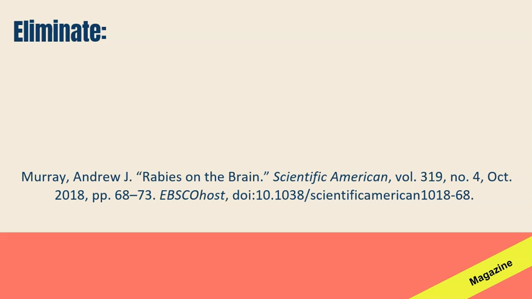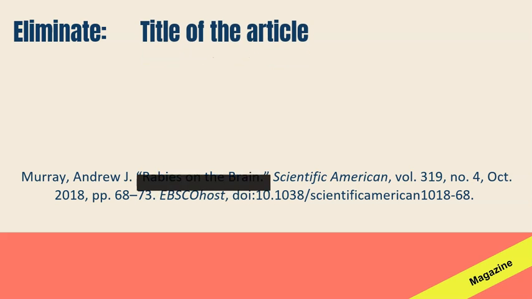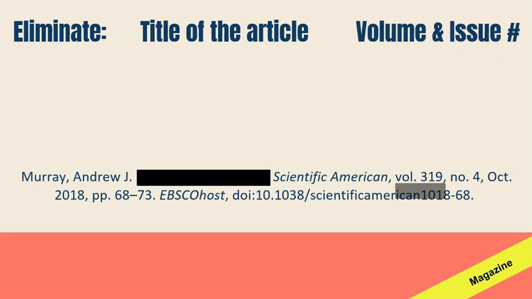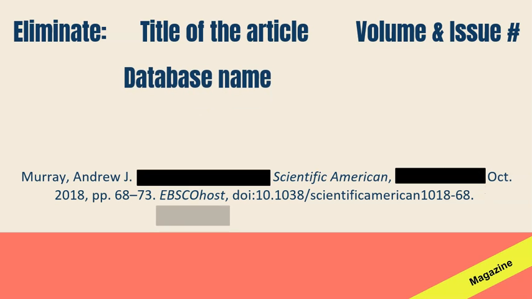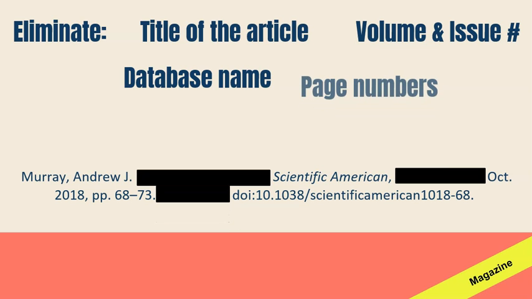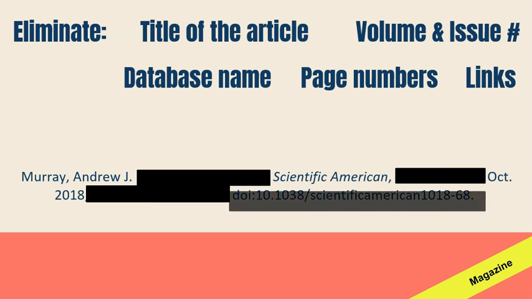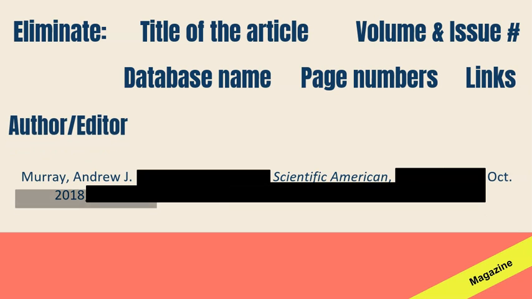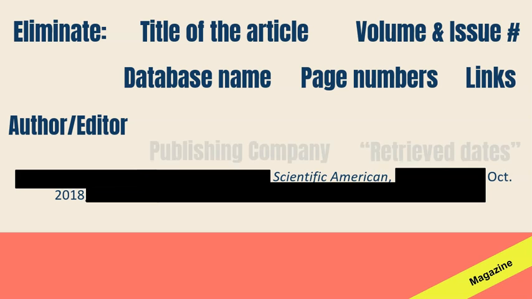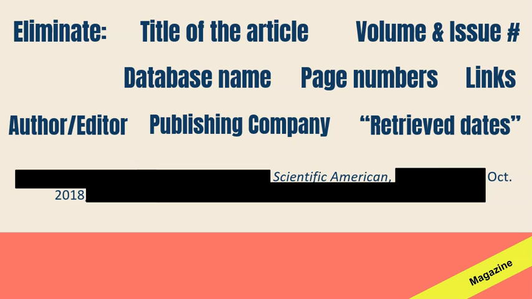Eliminate the title of the article, the volume and issue number, the database name, page numbers, links, author and editors, and any publishing company or retrieval dates. Again, you're left with the name of the publication and the full date. In this case, it's a magazine, Scientific American, October 2018. Because there's no day associated with October, this means it's a monthly publication.